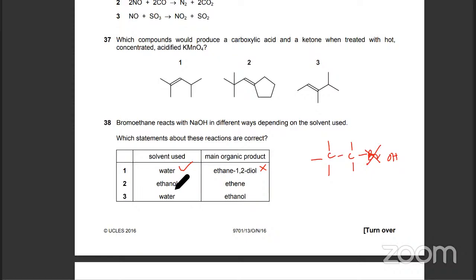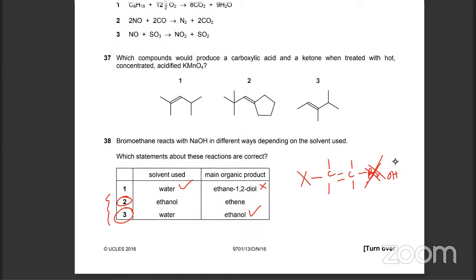If you have ethanolic, it's definitely going to form an alkene. 2 is correct, because when it's ethanolic, you get elimination and you get a double bond in between. So ethanolic NaOH would do that. Or if you use water, aqueous, you're going to get ethanol. That's also correct, because the Br will get substituted by OH. So these two are correct.